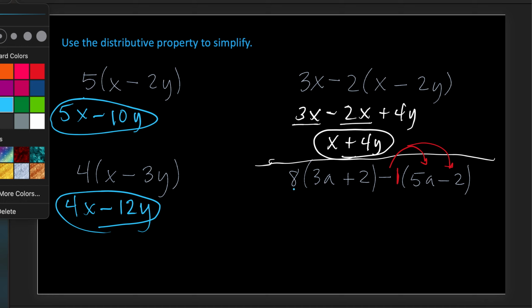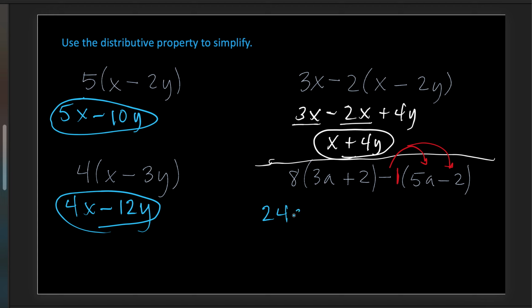So let's distribute the 8. 8 times 3a is 24a. 8 times 2 is 16. Then we have negative 1 times 5a, and that's negative 5a. Then we have negative 1 times negative 2, which is positive 2.